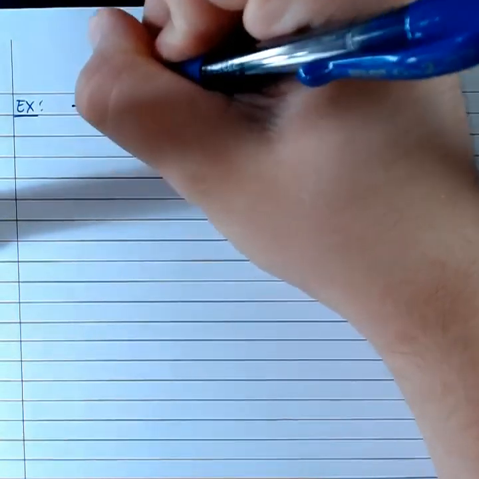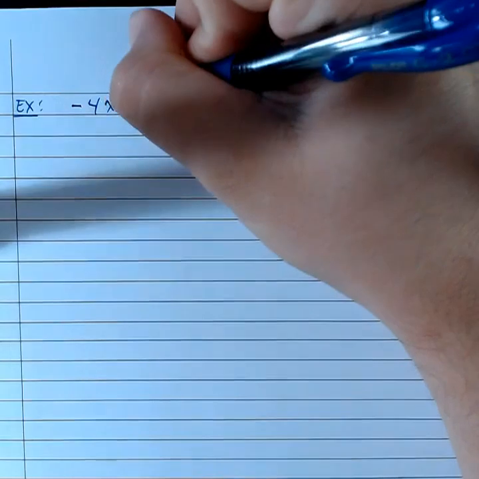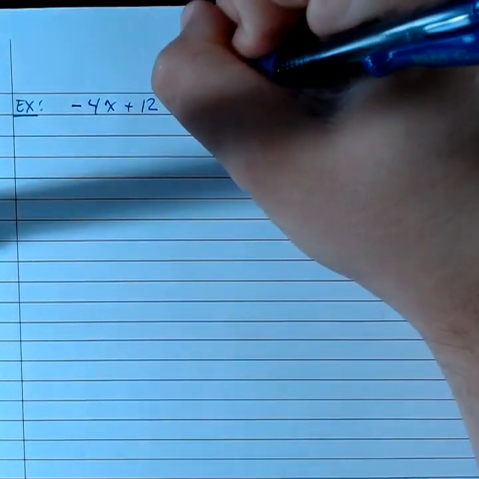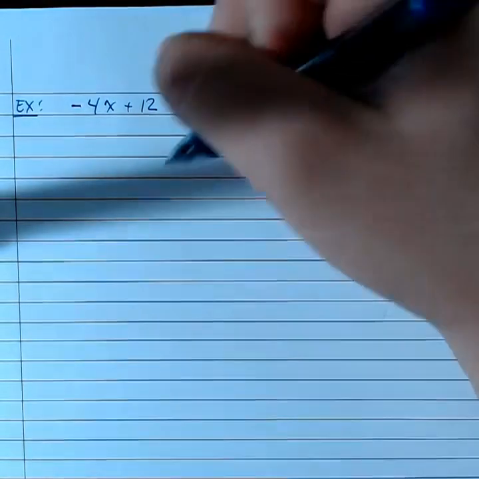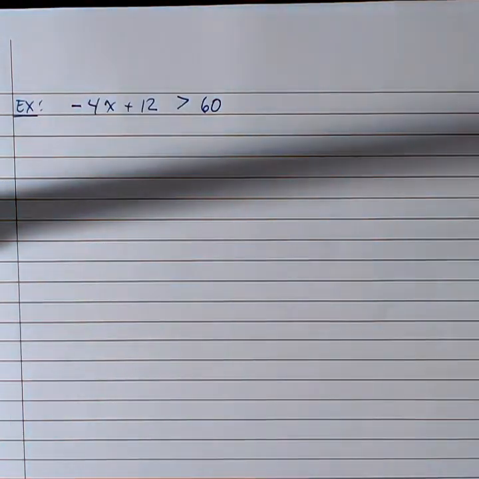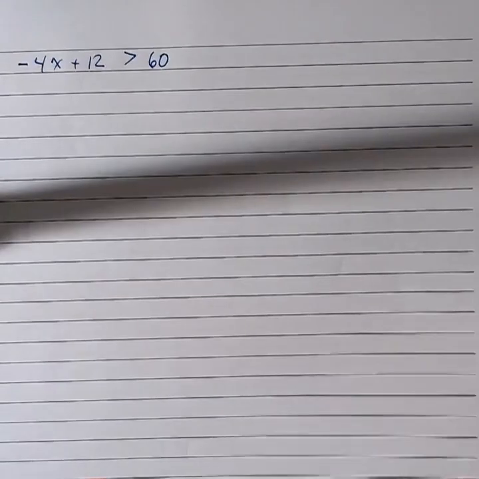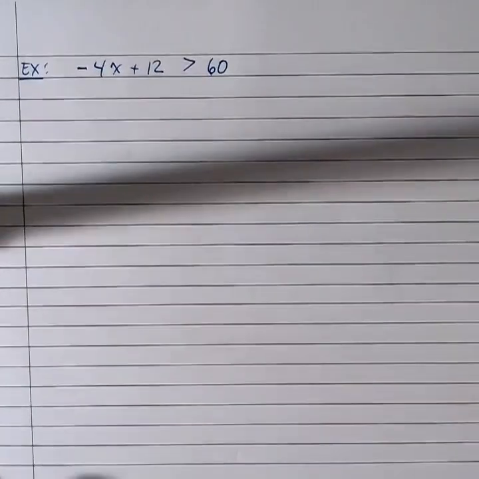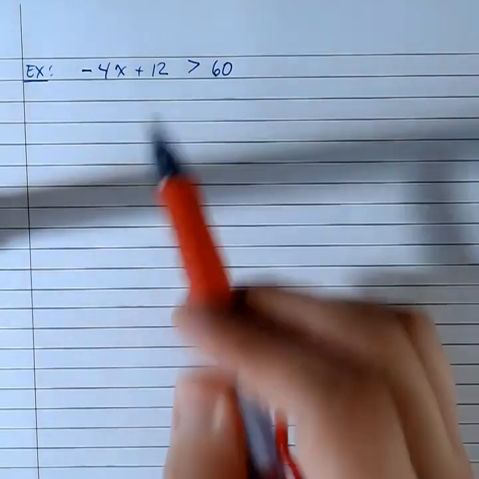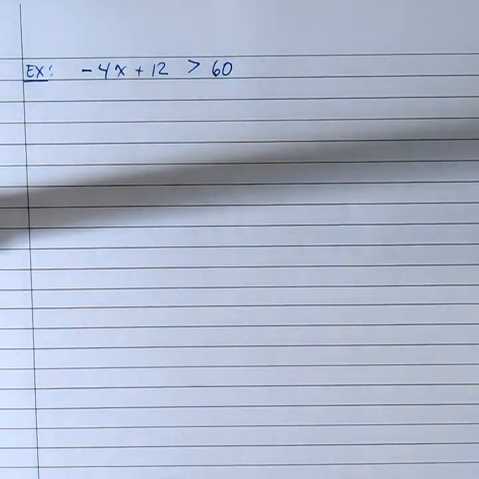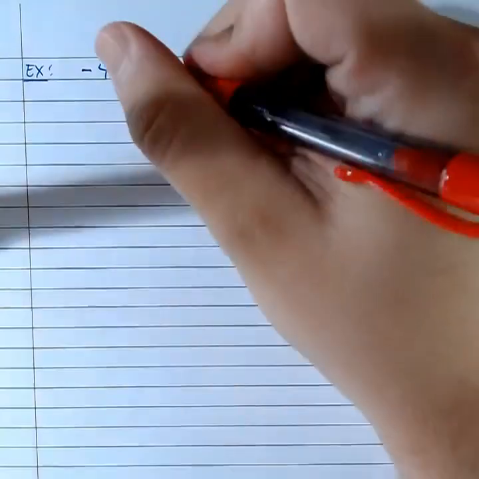Let's say we have -4x + 12 is greater than, let's say, 60. All right. So to solve the inequality, we're going to pretty much do what we usually do, and that's isolate the variable, just like when you're solving an equation. The only difference is that in the process of solving, if we ever multiply or divide by a negative number, that will affect the direction of our inequality. Otherwise, things work pretty much the same as they do with equations.